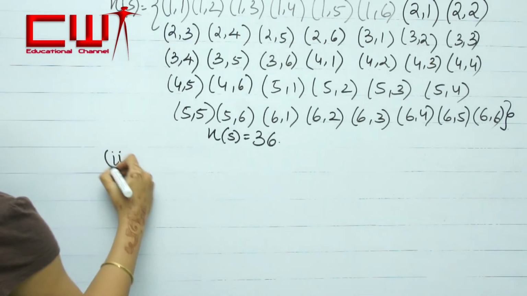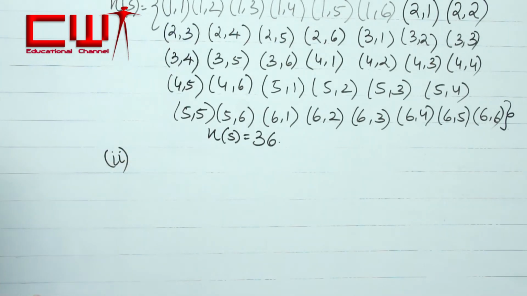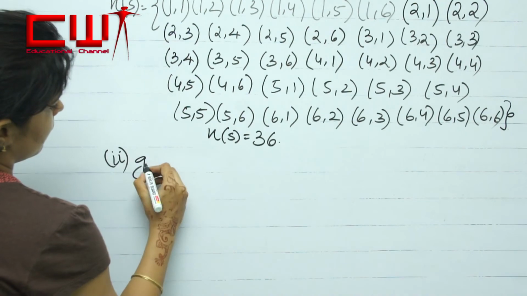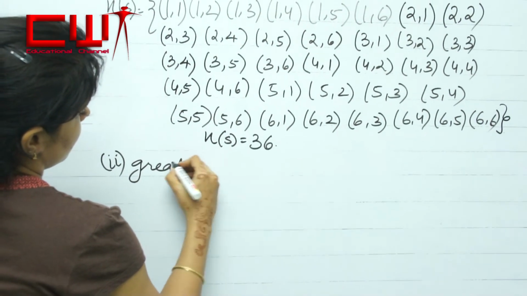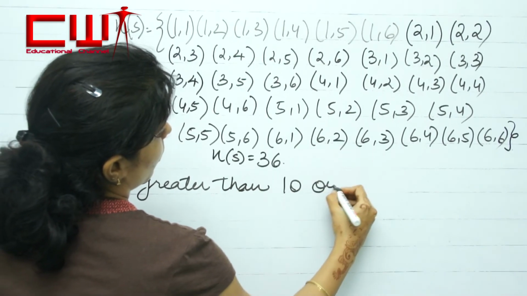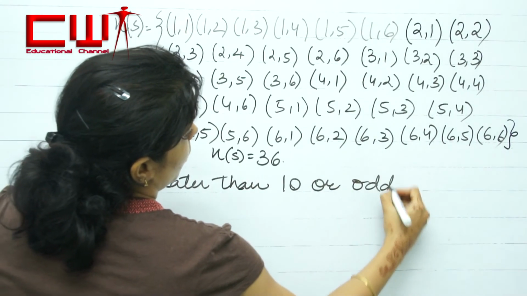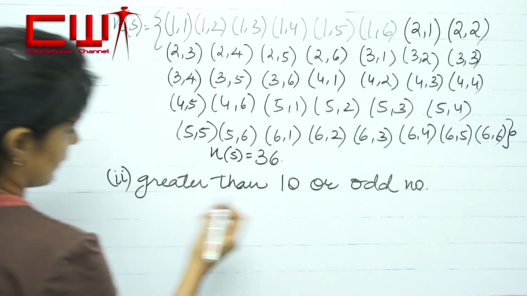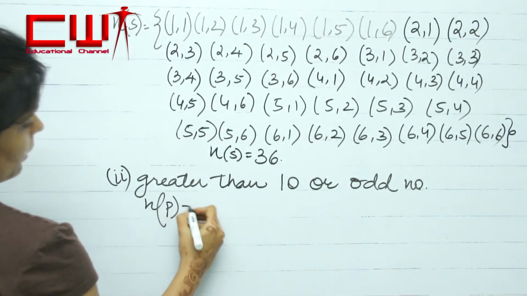We'll start off with the second situation. Second, they say greater than 10 or odd number. Greater than 10 or odd number. It is greater than 10 or it's an odd number.